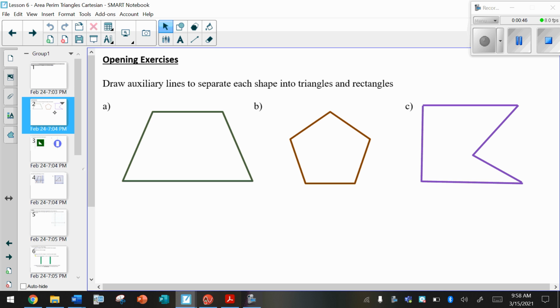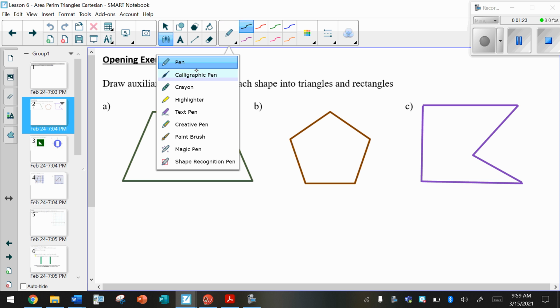First, let's consider these shapes. Trapezoid, no big deal. Pentagon, no big deal. And then the other pentagon is not a regular pentagon, but it has 5 sides, so technically it is still a pentagon. We have a formula for how to find the area of a trapezoid, but with shapes on a graph, and the area of odd shapes like this letter C, the other trapezoid, we're going to have to figure out how to draw auxiliary lines to separate these shapes into triangles and rectangles. Remember, rectangles include squares.